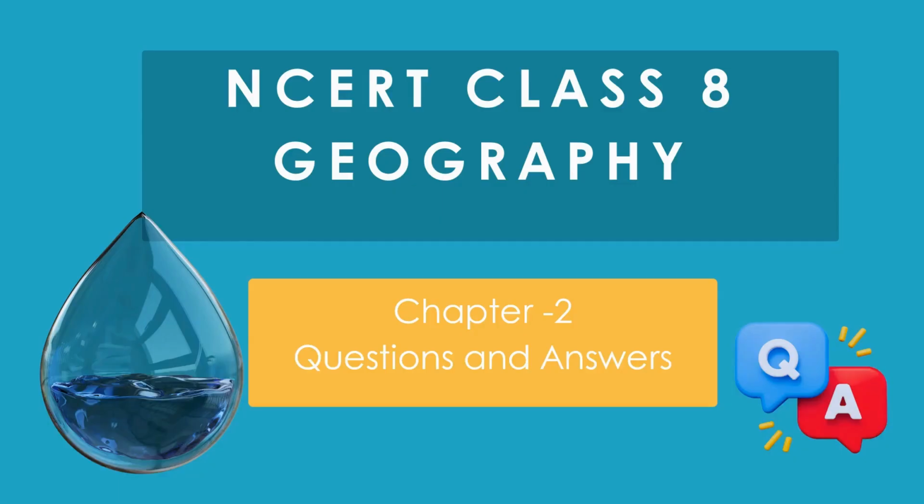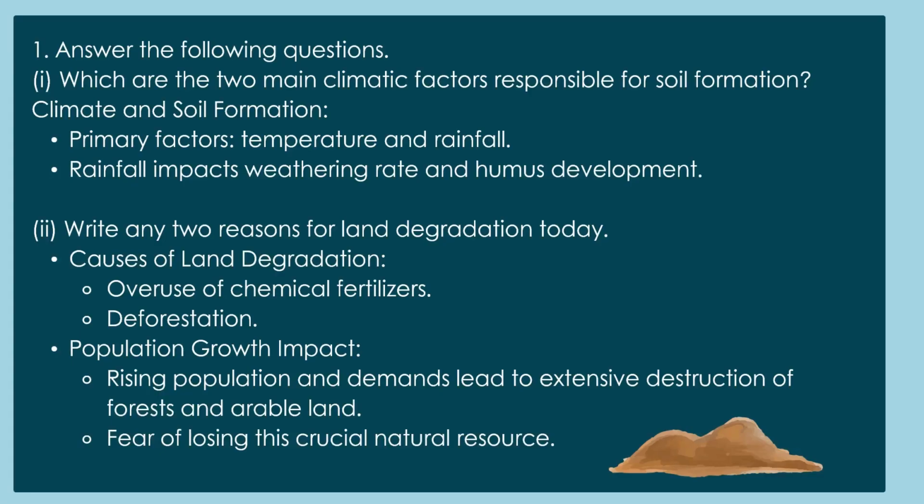Let's go through NCERT Class 8 Geography Chapter 2 questions and answers. Answer the following questions. Which are the two main climatic factors responsible for soil formation? So, climate and soil formation. The primary factors are temperature and rainfall. Rainfall impacts weathering rate and humus development.